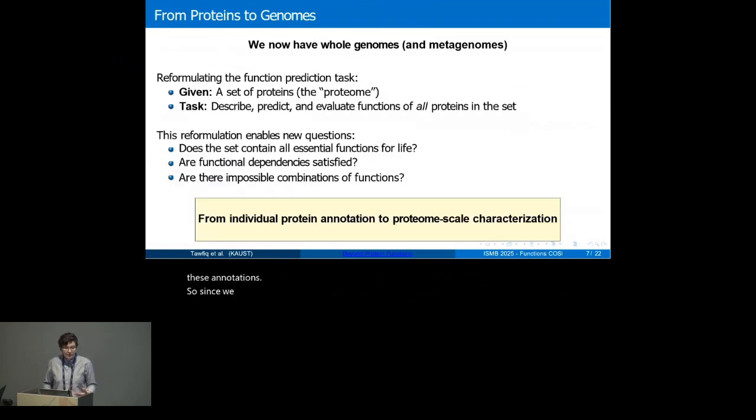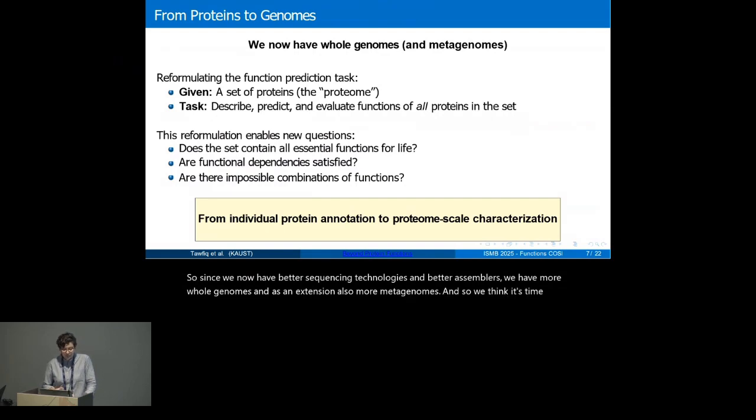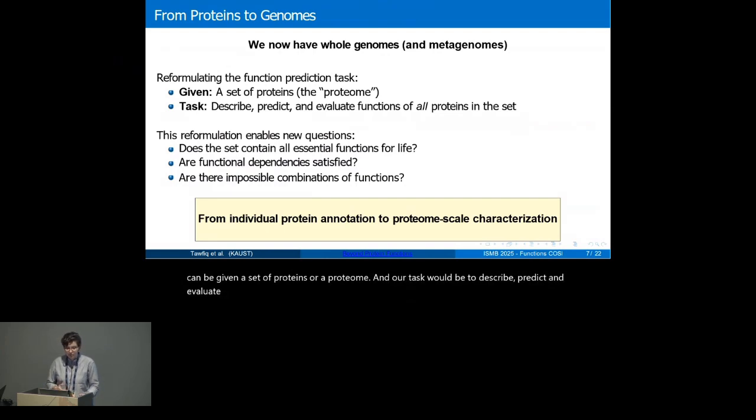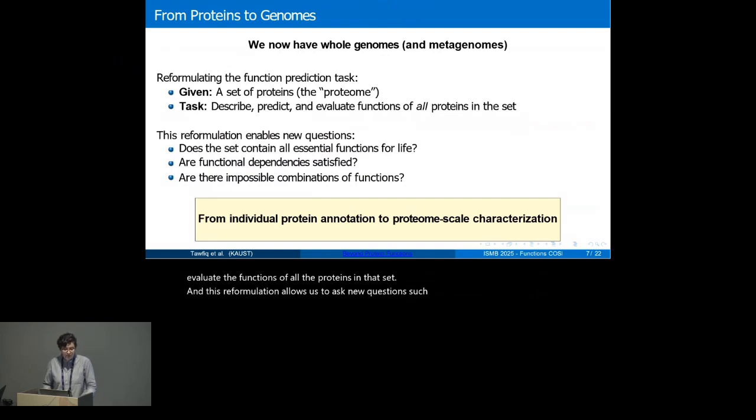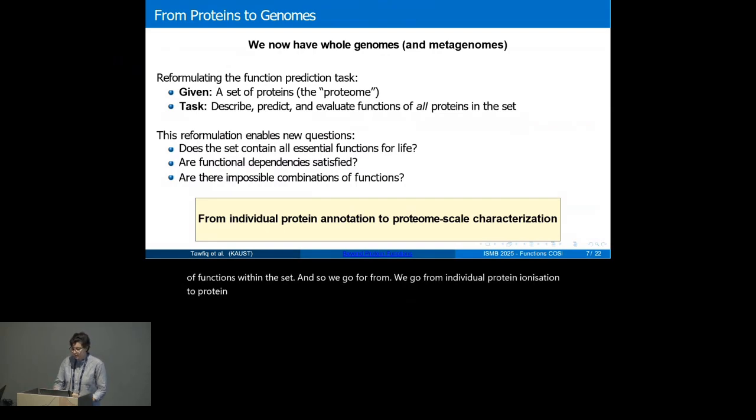Since we now have better sequencing technologies and better assemblers, we have more whole genomes, and as an extension, also more metagenomes. So we think it's time to reformulate this function prediction task, where instead of being given a single protein, we can be given a set of proteins or a proteome. Our task would be to describe, predict, and evaluate the functions of all the proteins in that set. This reformulation allows us to ask new questions, such as whether the set contains all the essential functions for life, whether functional dependencies are satisfied, and whether there are possible combinations of functions within the set. So we go from individual protein annotation to proteome scale characterization.